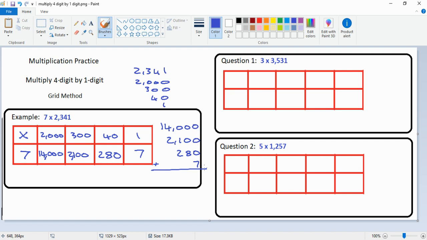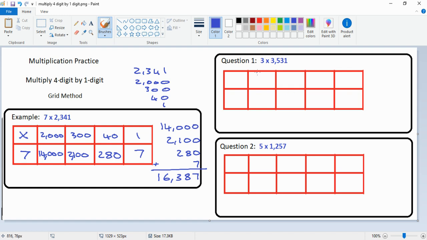0 plus 0 plus 0 plus 7 is 7. 0 plus 0 plus 8 is 8. 0 plus 1 plus 2 is 3. Little comma between the hundreds and the thousands. 4 plus 2 is 6. And 1 adding nothing else. So you have 16,387 is your answer when you multiply 7 times 2,341.